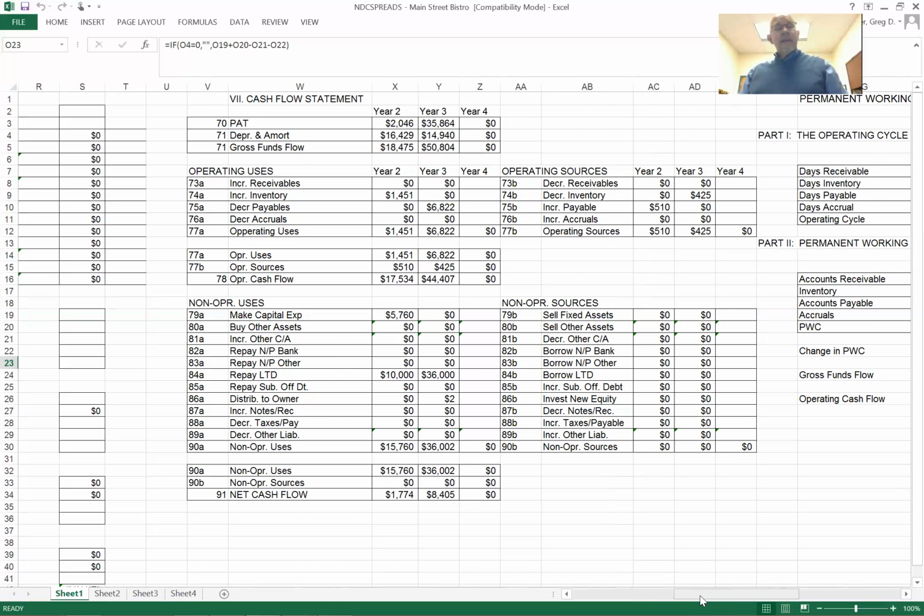Okay, so let's look at something in terms of cash flow. And this is where the rubber meets the road. We know the importance of cash flow. If you look up here at the top, there's something called gross funds flow. Okay, and this is the pure cash generated by the business. So it's profit after taxes plus depreciation and amortization, okay, or non-cash expenses. So this is the cash right here generated from our business. We had $18,475 in 2004, $51,000 in 2005.